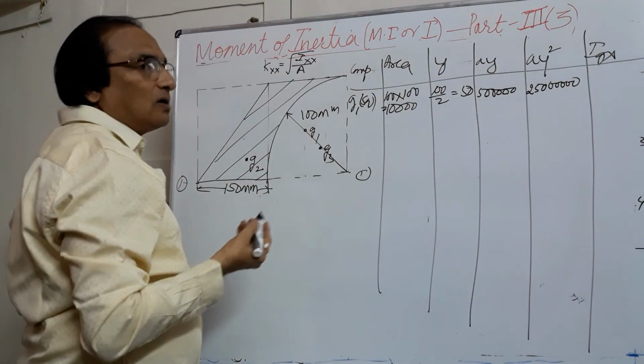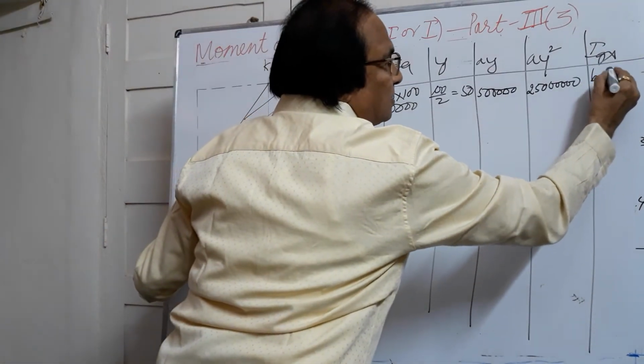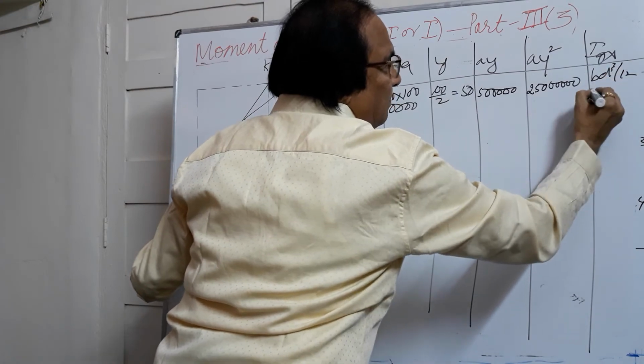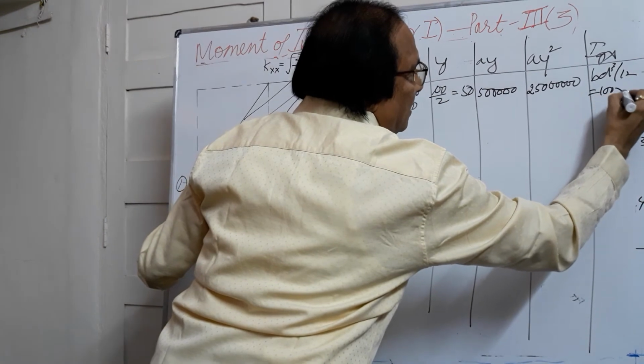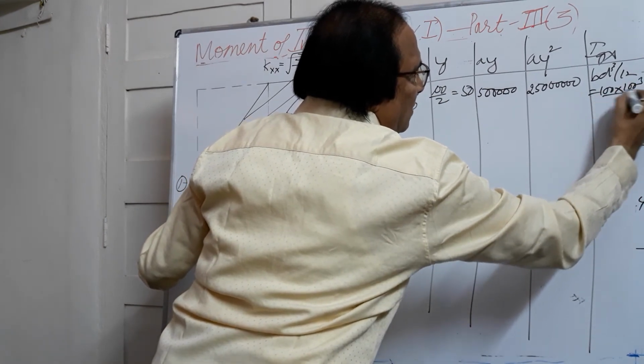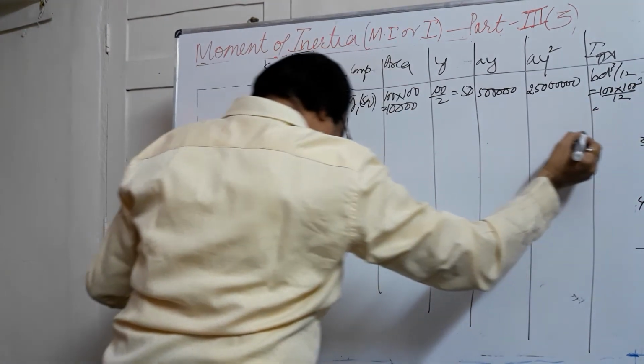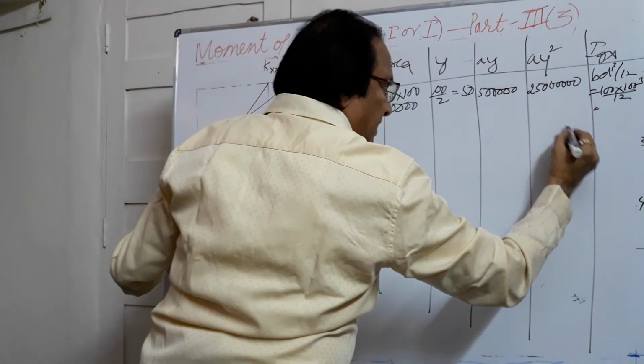Now for a square or rectangle, moment of inertia is B D cube by 12. So here B and D are the same because it's a square. So 100 into 100 cube divided by 12. So this value will be equal to 833.